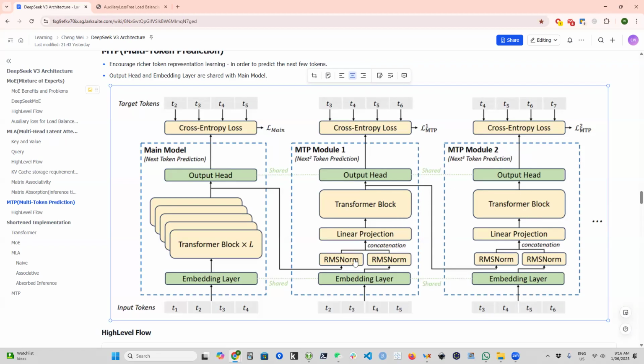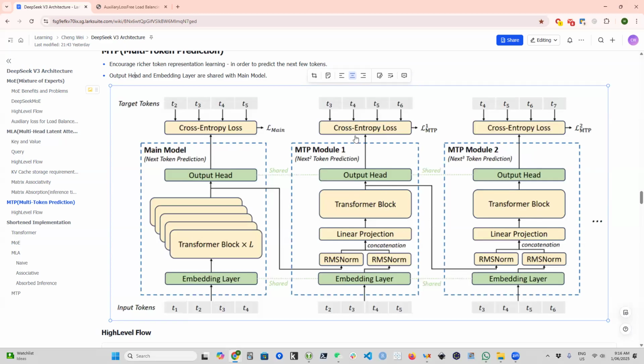The transformer blocks in the diagram for the second and the third are just shown as one, but they're actually multiple layers, just like the left one. I'm not sure how the official implementation does it, but it can be one or multiple, I think.